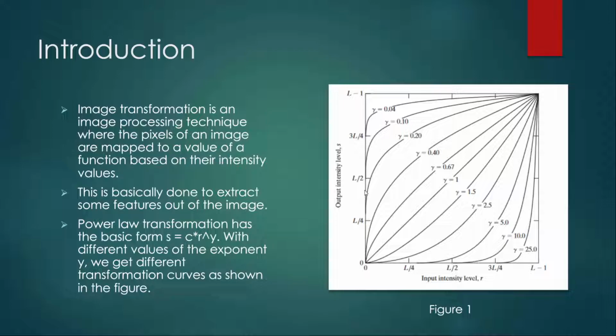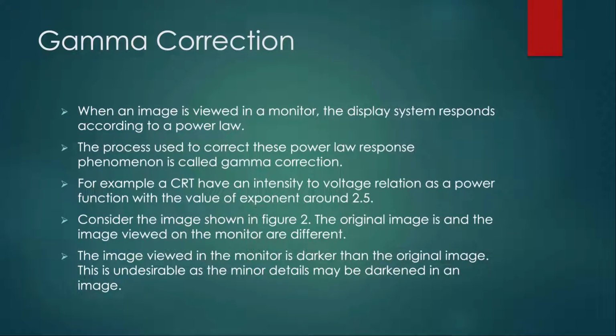Now, let us see where this can be used. You might have seen that a particular image is displayed differently by different monitors. This is because the display system in a monitor responds according to a power law. The process used to correct these power law responses is called gamma correction, and we perform the gamma correction by power law transformation. For example, let us consider a cathode ray tube. It has an intensity to voltage relation as a power function with the value of exponent around 2.5.